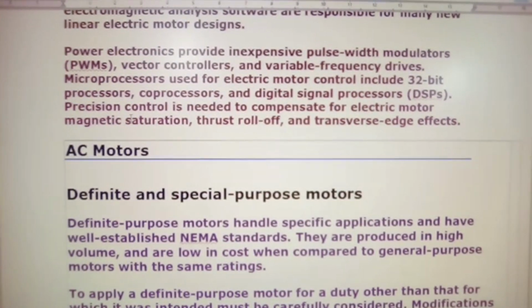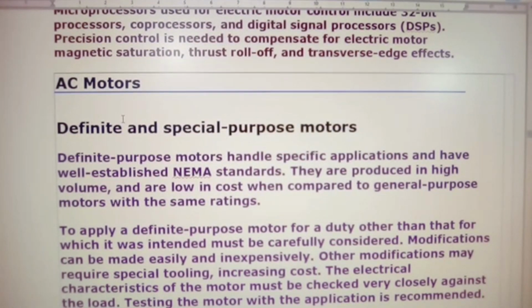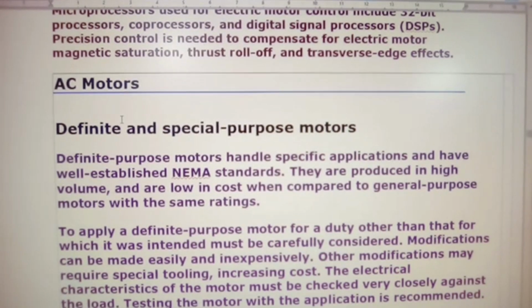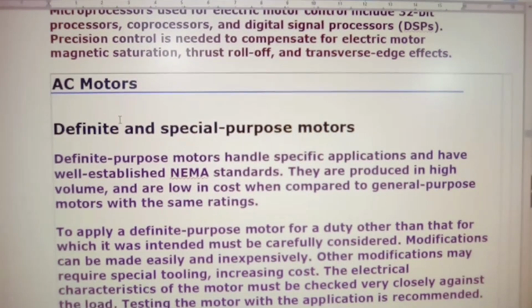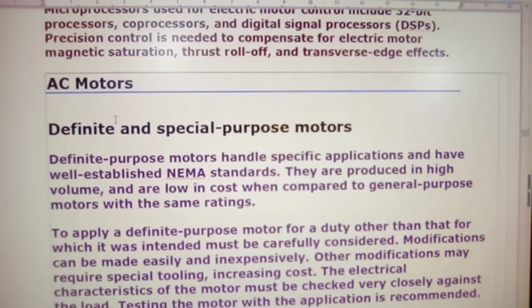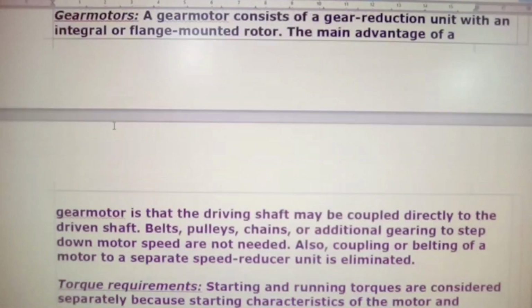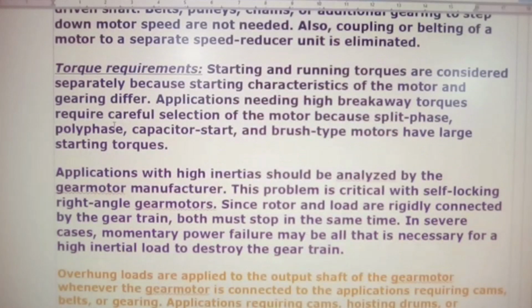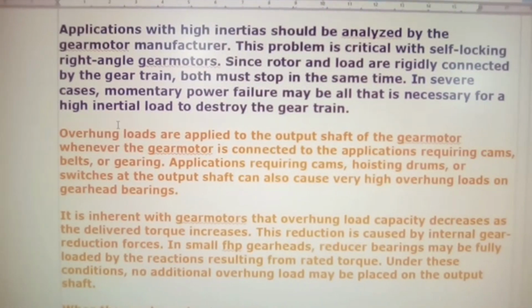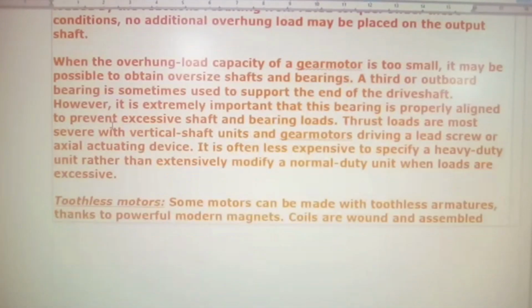And here we have something called definite and special purpose motors. Definite purpose motors handle, sorry, I'm going to put my cheat in. Definite purpose motors handle specific applications and have well-established NEMA standards. They are produced in high volume and are low in cost when compared to general purpose motors with the same ratings. Now again, I'm not going to spend a lot of time reading through this overall. Mainly it's for you to look at and extract and make your own.